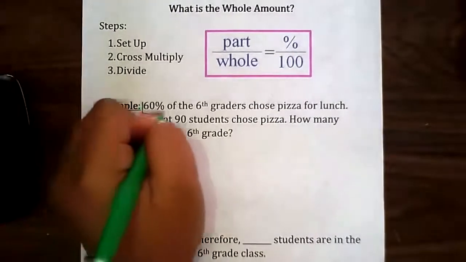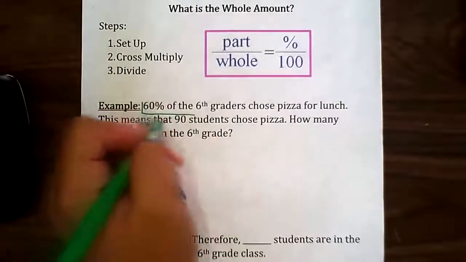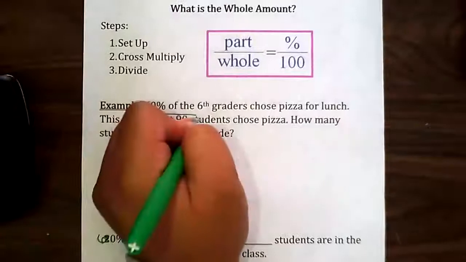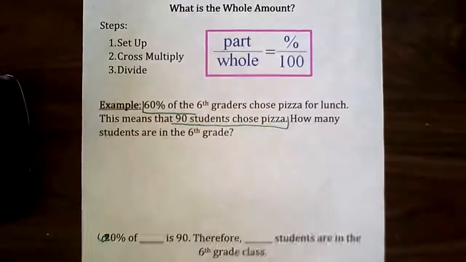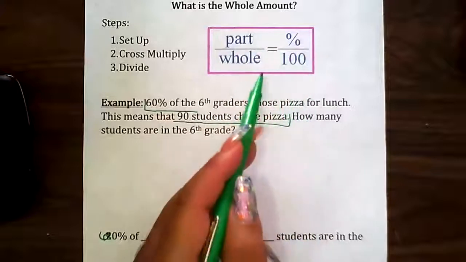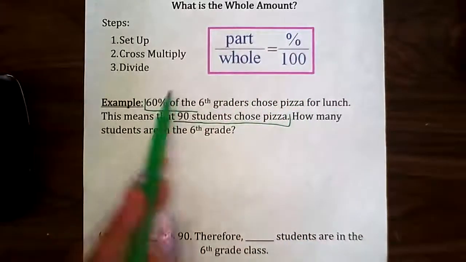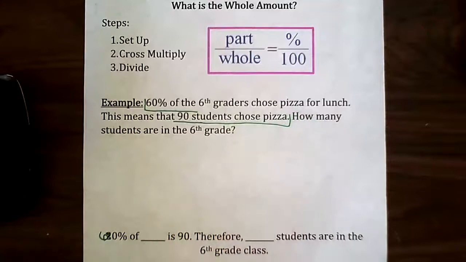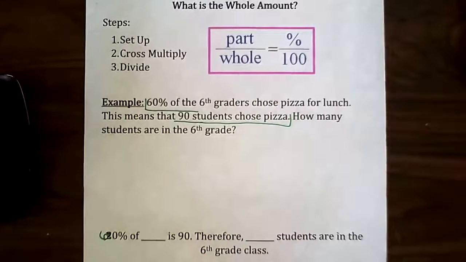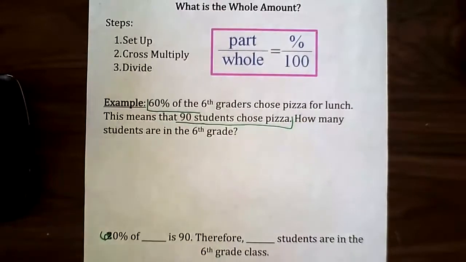It says 60% of the sixth graders chose pizza. This means that 90 students chose pizza. So again, we have our setup, our base model. 60% chose pizza, 90 students chose pizza. So that lets me know that 60% represents 90 students. That means 90 students is the part. 90 is 60%. If 90 was the whole, it would say 90 is 100%.